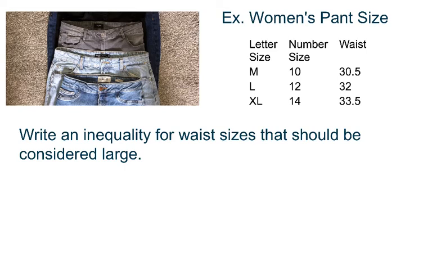So when somebody's sewing pants, if you look at this chart, a medium is like a size 10, but the waist is supposed to be a 30.5. If it goes up to a 32, they call that a large. If it goes up to 33.5, they call that an extra large. But what if your waist size is a 31?